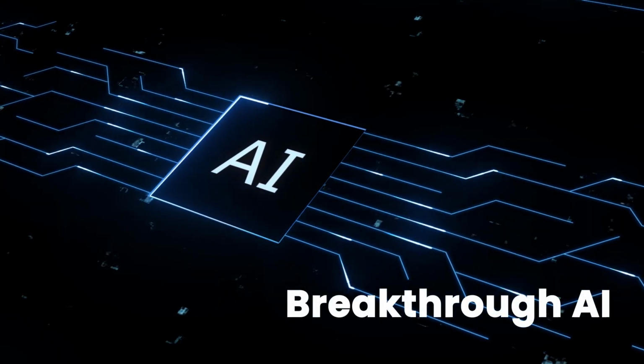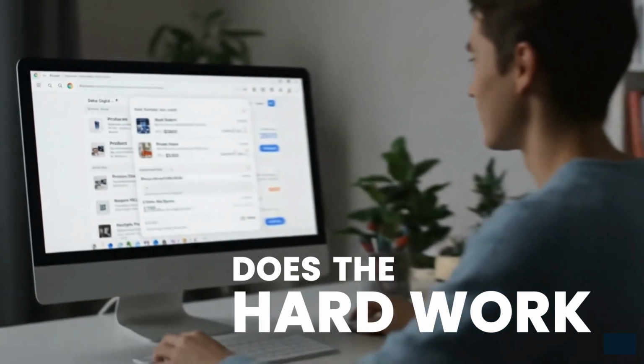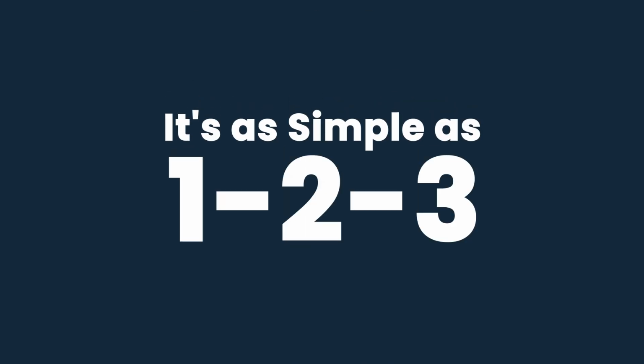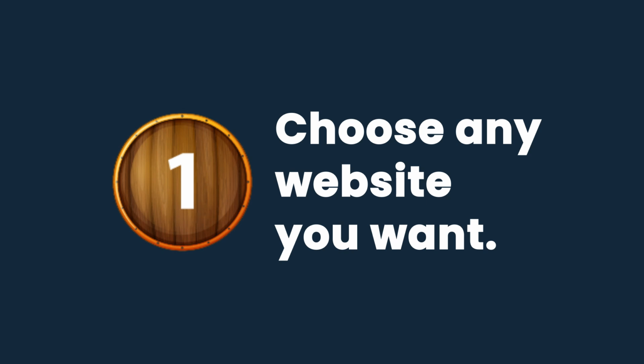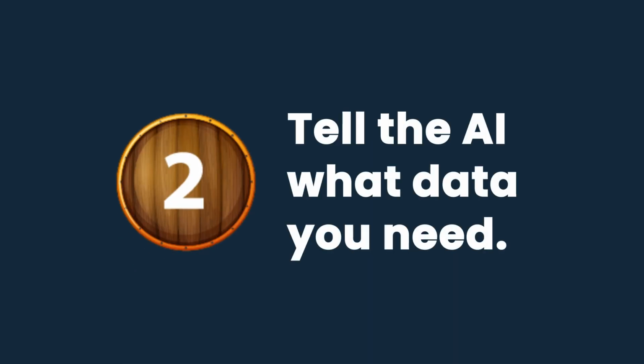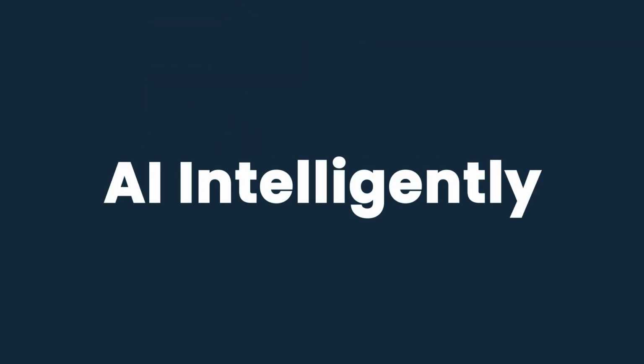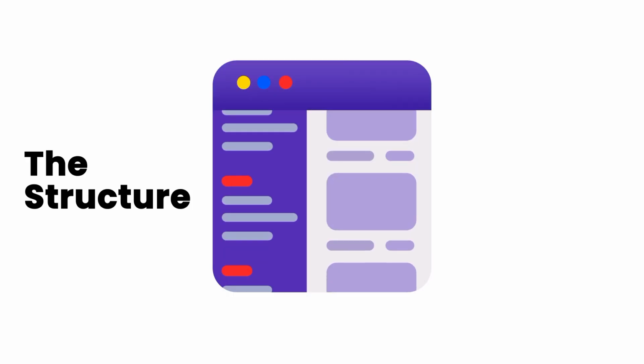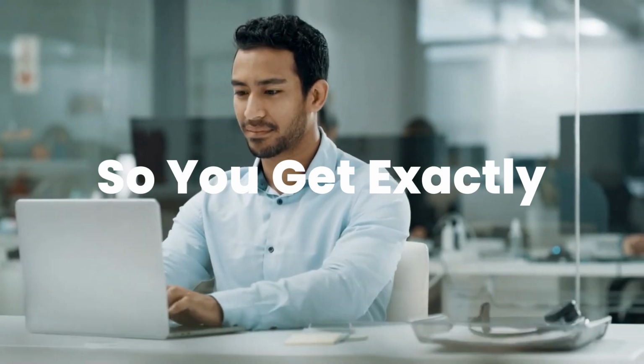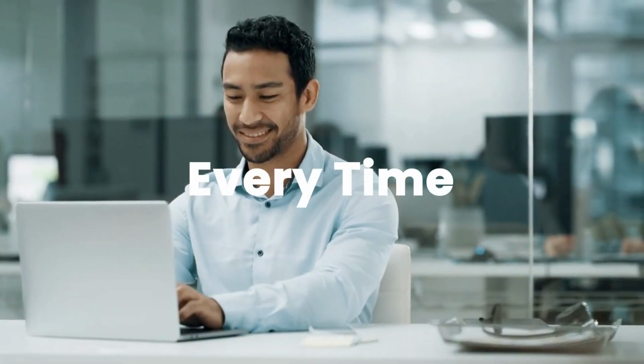DigiMiner is a breakthrough AI-powered Chrome extension that does the hard work for you. It's as simple as 1, 2, 3. 1. Choose any website you want. 2. Tell the AI what data you need. And 3. Get your data instantly. DigiMiner's AI intelligently understands the structure of any page, so you get exactly what you ask for every time.